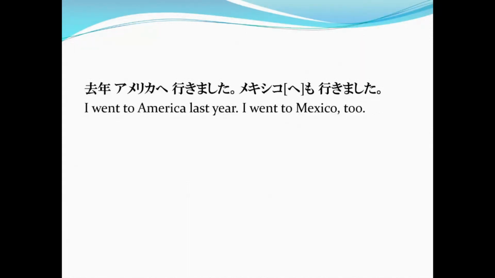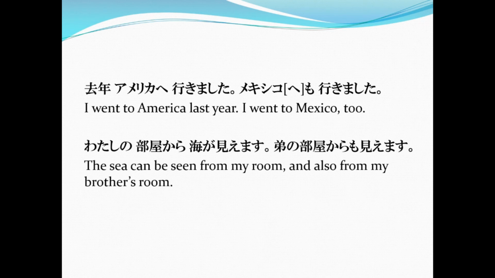And then another example that we have, Watashi no heya kara umi ga miemasu. Ototo no heya kara mo miemasu. Again, Watashi no heya kara umi ga miemasu. Ototo no heya kara mo miemasu. The sea can be seen from my room and also from my brother's room. Alright.